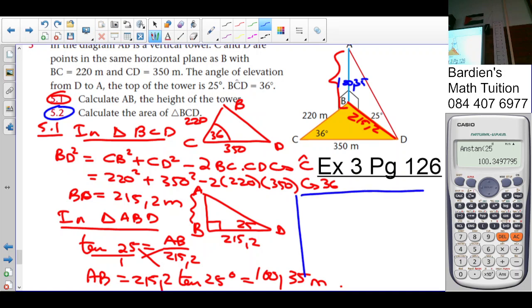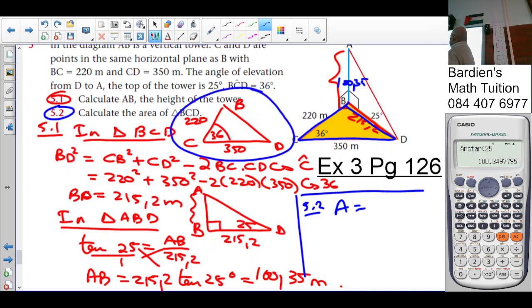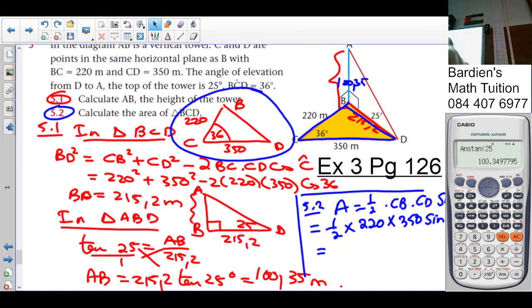And the next question asks you to calculate the area of triangle BCD. So in triangle BCD, the area will simply be, and I have to draw in the diagram there already. To work out the area, I need two lengths and an included angle, which I do have initially. So it's going to be a half CB times CD sine of angle C. So that is simply a half times CB, which is 220, times 350 sine of 36.